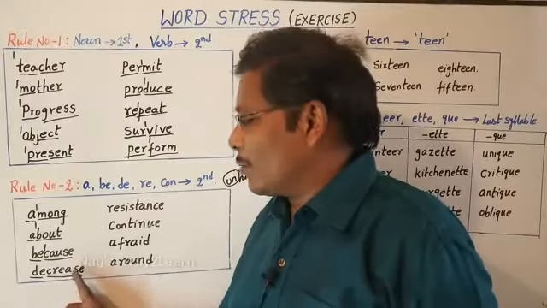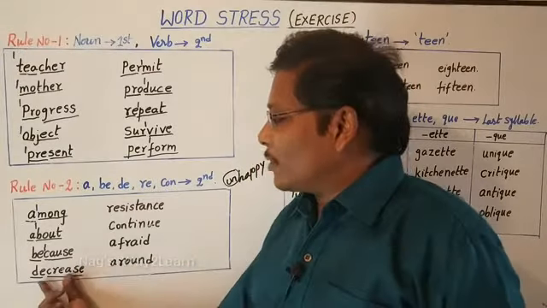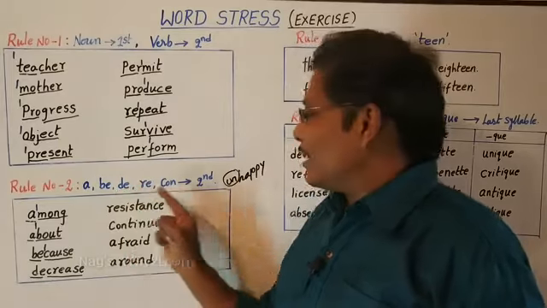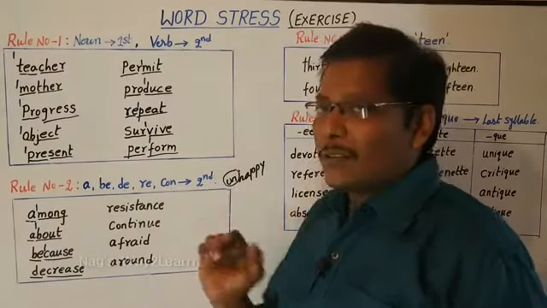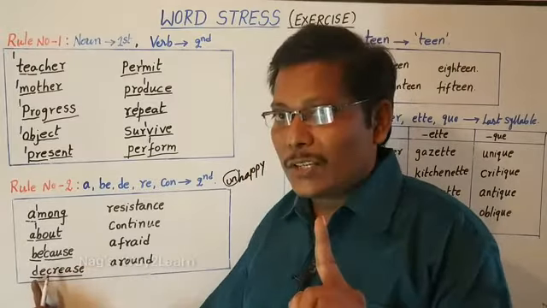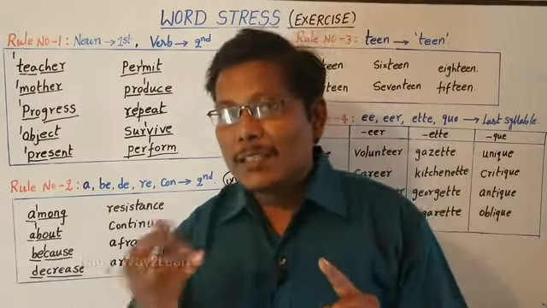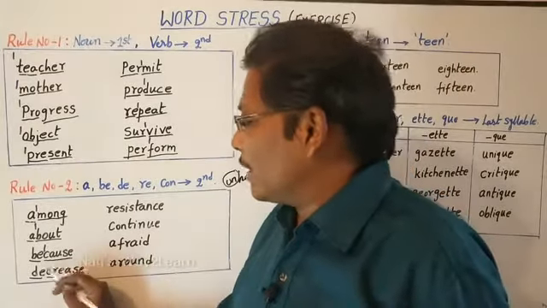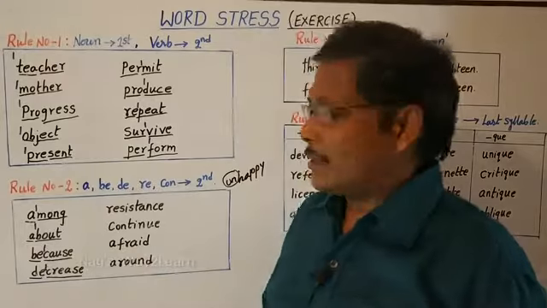There are two syllables, and moreover in this word you can find the prefix de. If de is there, the stress will be on the second syllable. So what is the second syllable here? De is the first syllable, crease is the second syllable. So you put the stress mark on the syllable crease, decrease, like this.